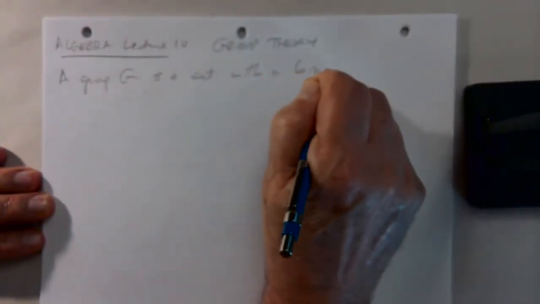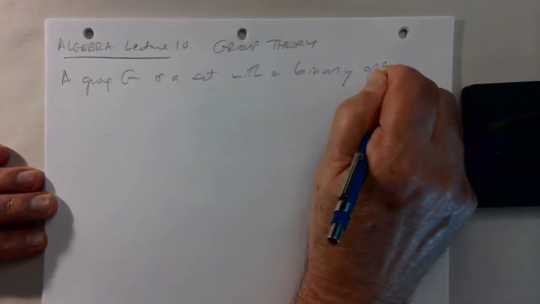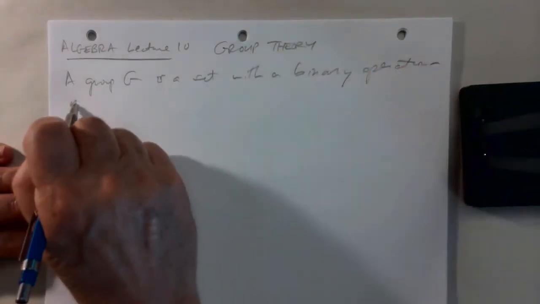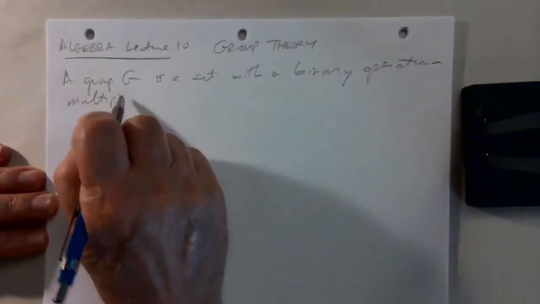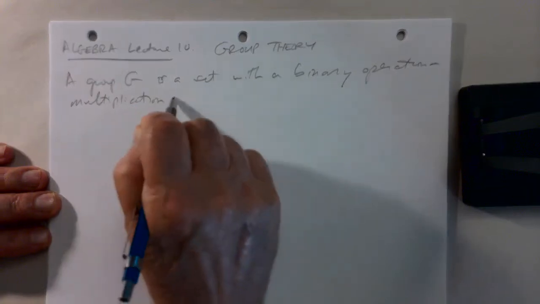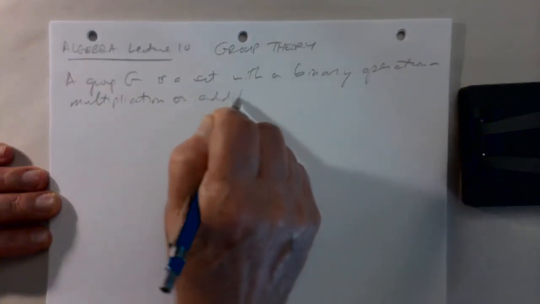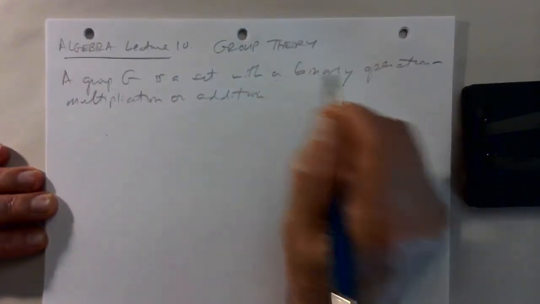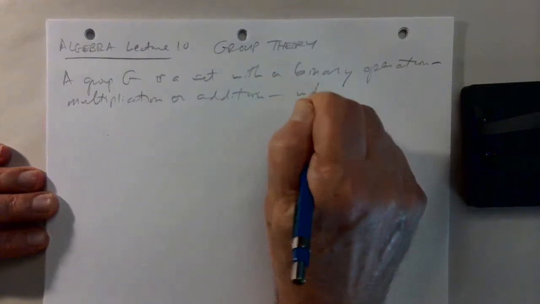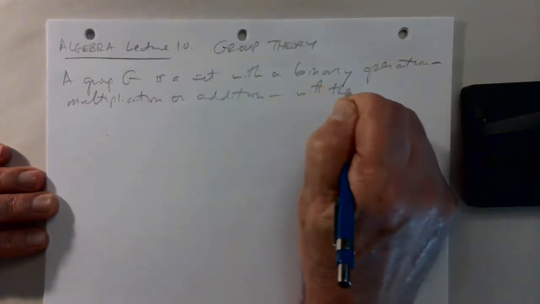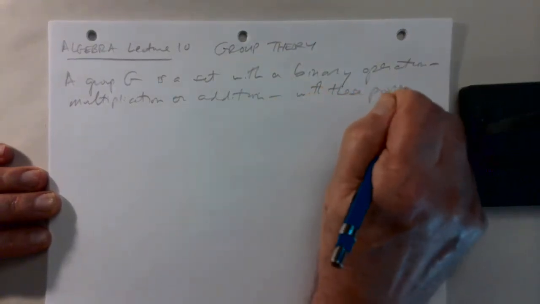This week we're talking about group theory. So let's recall a group, G, is a set of elements with a binary operation. It's always written either as multiplication or addition with these properties.